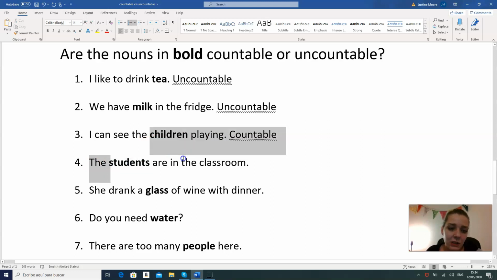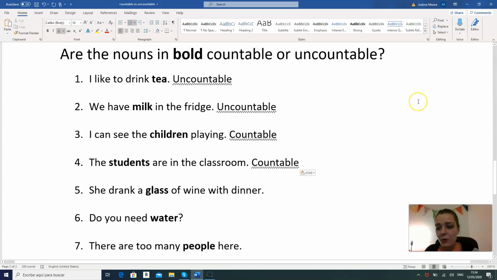Next one. The students are in the classroom. The noun is students. Is it countable or uncountable? It's countable, just like children. The students are in the room. How many students? 1 student, 2 students, 3 students. We can count them with numbers.